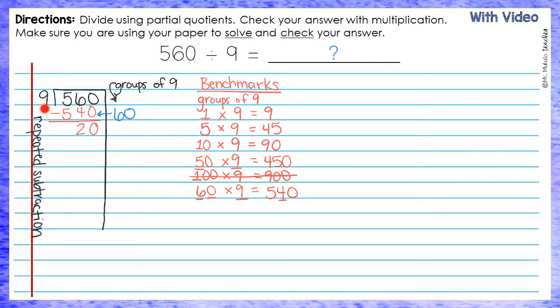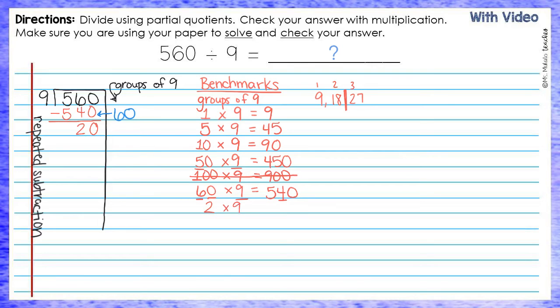Can we take away groups of 9 from 20? Yeah, we can. 9 is small enough. We could subtract 9 and get our answer. But there's more than one group of 9 in 20. So I want you to skip count by 9s. 9 times 1 is 9. 9 times 2 is 18. 9 times 3 is 27. All right, we've passed 20. We know that 20 is in between 18 and 27. So 9 times 2 is actually going to be a good benchmark for us.